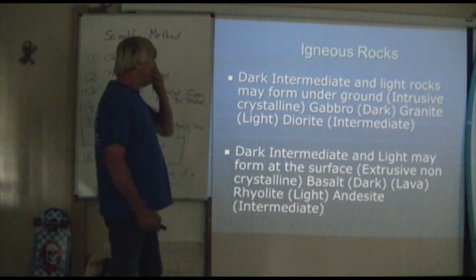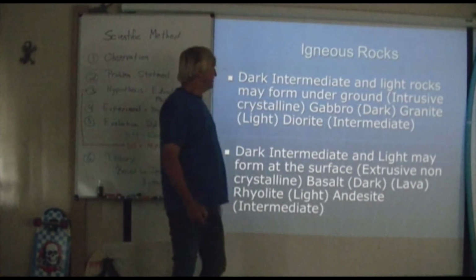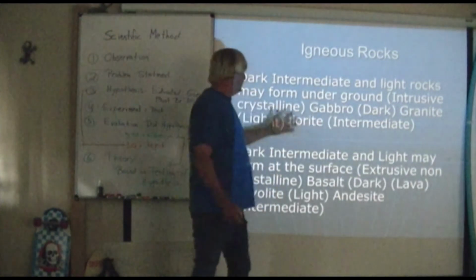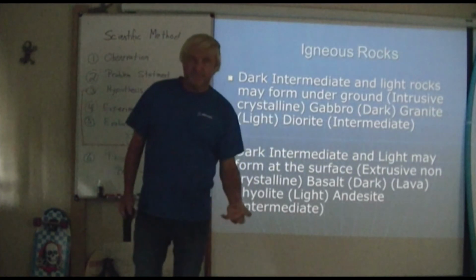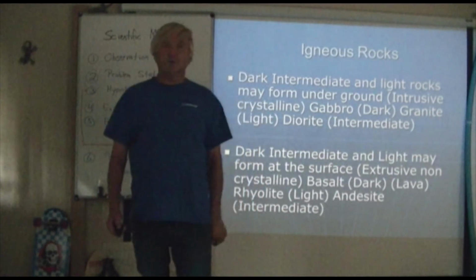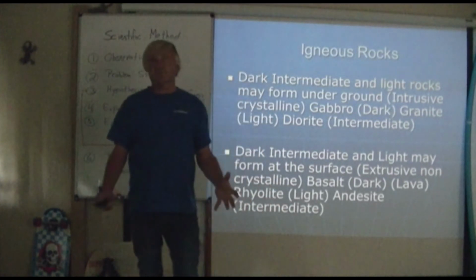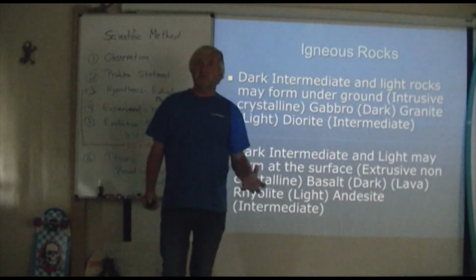All right, so igneous rocks. There are dark igneous rocks, there are intermediate igneous rocks, and there are light-colored igneous rocks. Both a dark rock made of iron or a light rock made of quartz, either one of those can form underground. When they crystallize in the ground, they're actually going to form crystals.